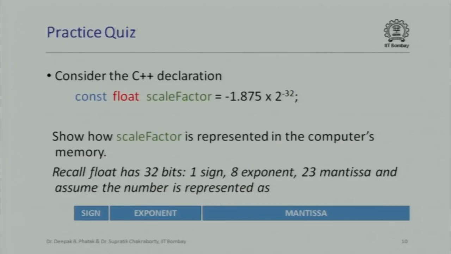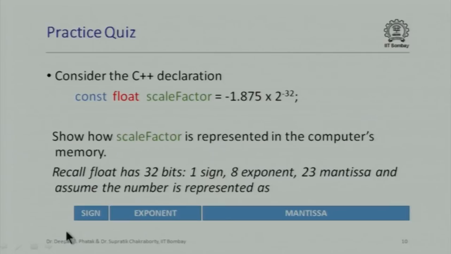On one thing, all of us can agree very quickly. Given that the value is minus 1.875 into 2 to the power minus 32, what will be the sign bit? 1, because the magnitude is negative. Please remember, this sign applies to the mantissa part, not to the exponent part.